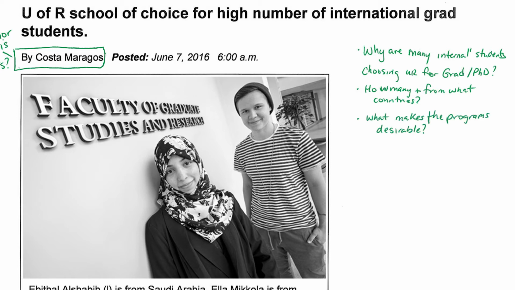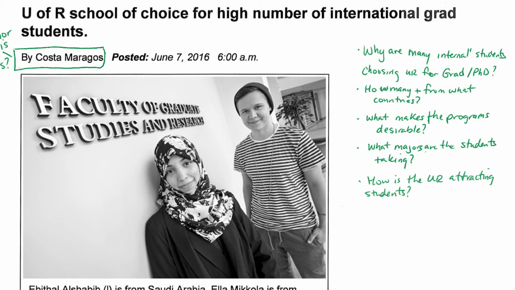What makes the programs desirable? What majors are the students taking? How is the U of R attracting students? The purpose of these questions is to keep your mind engaged in the reading. They should be answered by the time you finish reading the article.